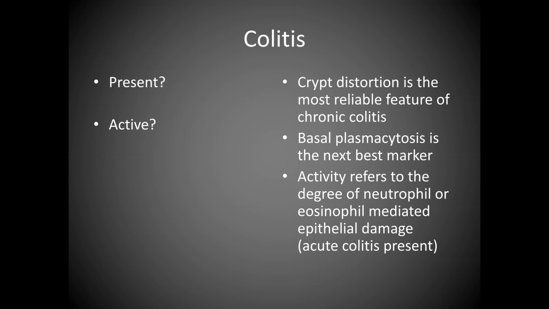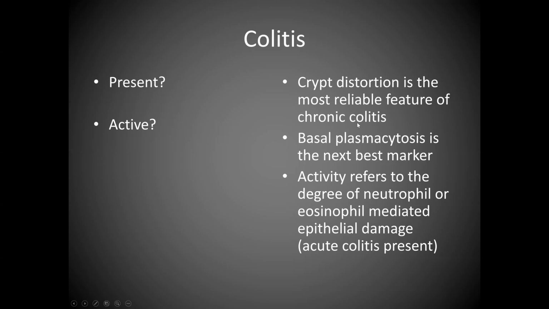So the first question with colitis is, do we have colitis? Is it inflammatory disease? And then the second question is, is there activity? In other words, is there evidence of acute inflammation within the epithelium? Is there evidence of epithelial damage? Now, the most salient feature to detect colitis is usually crypt distortion. That indicates that there has been damage, and that would indicate that there's some chronicity to things.